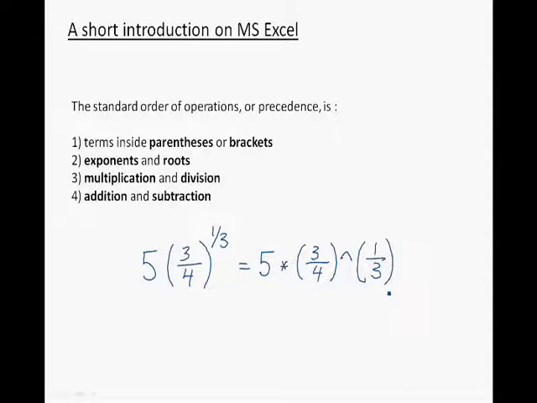So the way that Excel computes this now is that it performs the calculation inside the parentheses first. So it's going to do 3 over 4 and the 1 over 3 firstly. And the second thing it's going to do, it's going to raise the 3 over 4 to the power of 1 over 3. And the final thing is it's going to multiply this result times 5. Now if we had made the mistake of forgetting about the parentheses here, Excel would not have calculated the correct result. So let's go back to Excel now and perform this calculation.